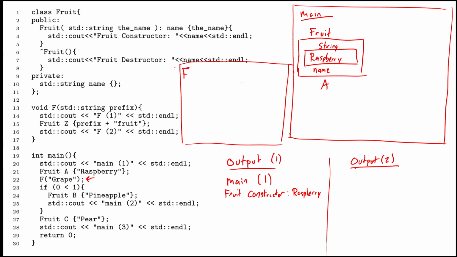There's my function f. It takes as its argument a string, so it's called prefix. And there it is. And it's a string. And the prefix is the word grape. All right. And I've now set up all the arguments of the function. I'm ready to begin executing it, so I head up to line number 14. On line 14, I print F1.